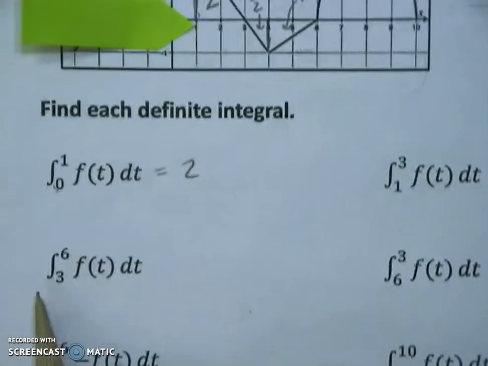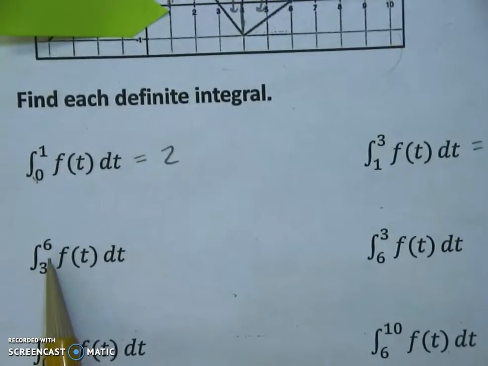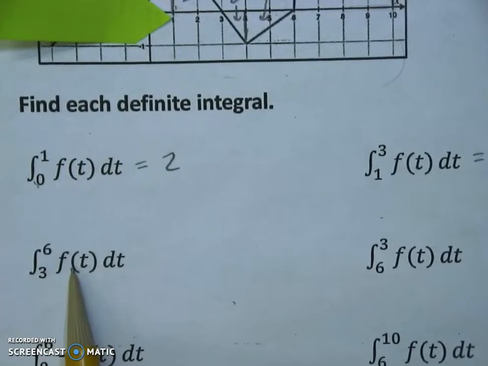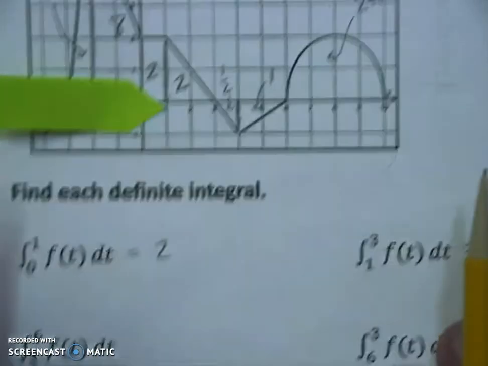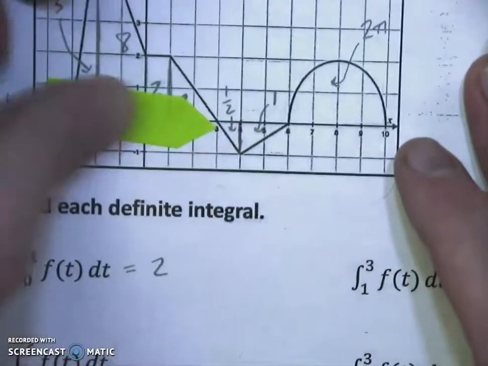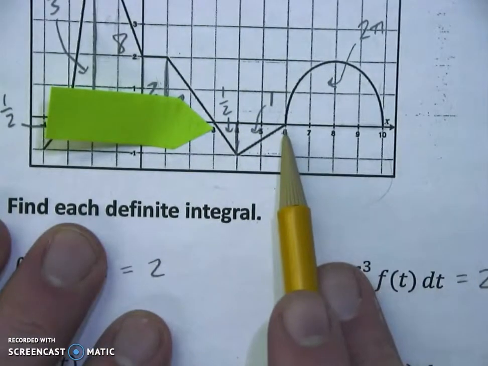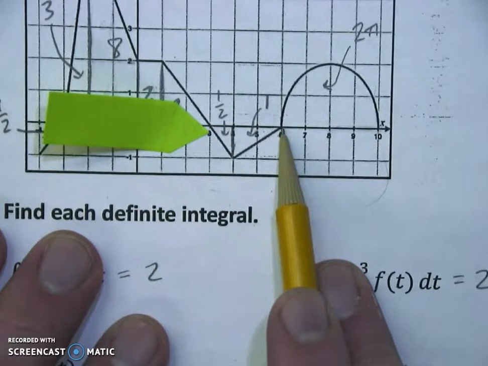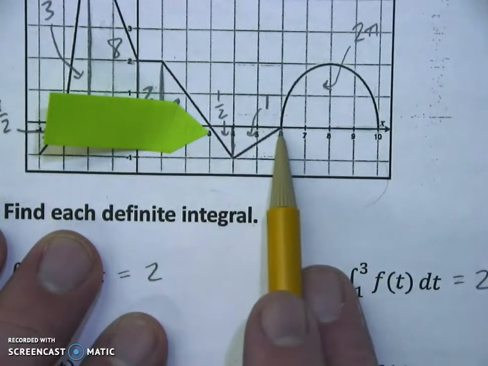Let me model another one for you. Let me model the integral from 3 to 6 of f of t. So here we're going to integrate starting at 3, and stopping at 6. Okay? From here to here.